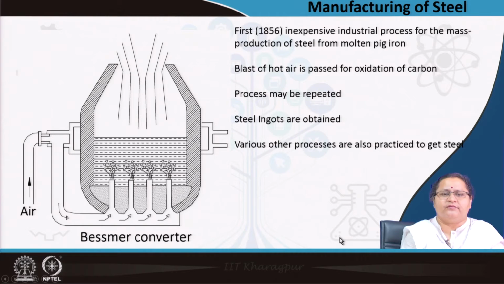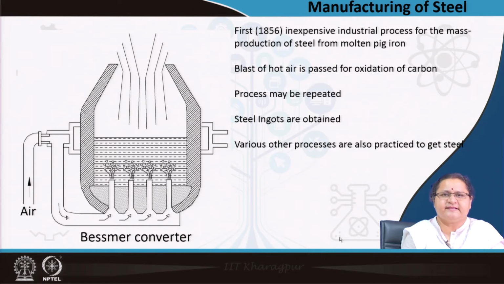The first industrial production started in 1856, and since then we find the replacement of cast iron and wrought iron by this particular item, which is steel. Steel is now extensively used, replacing cast and wrought iron, in building industries, bridges, highways, roadways, etc. So, the principle remains the same.